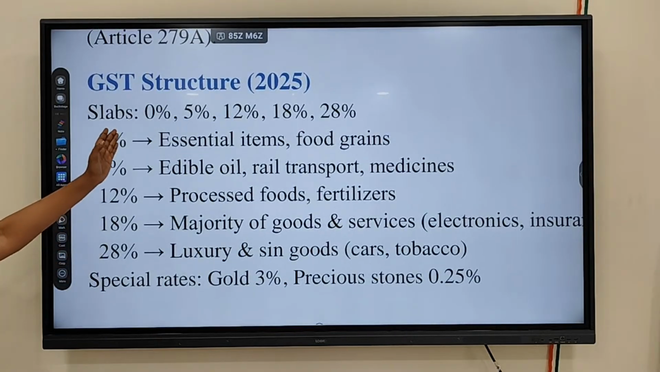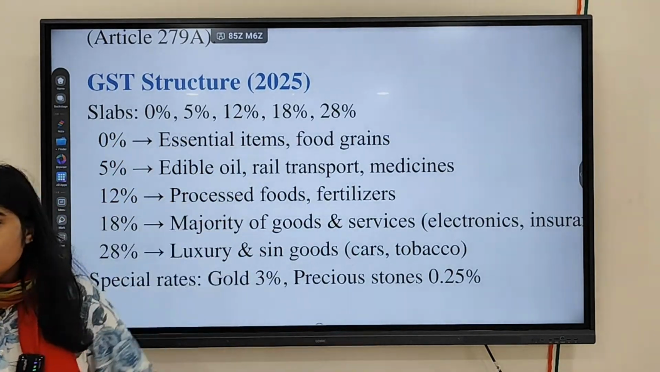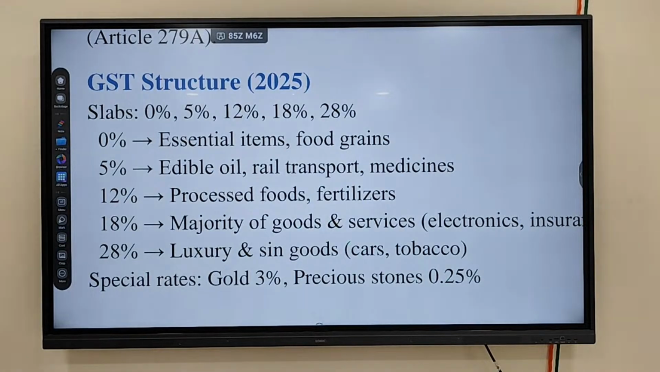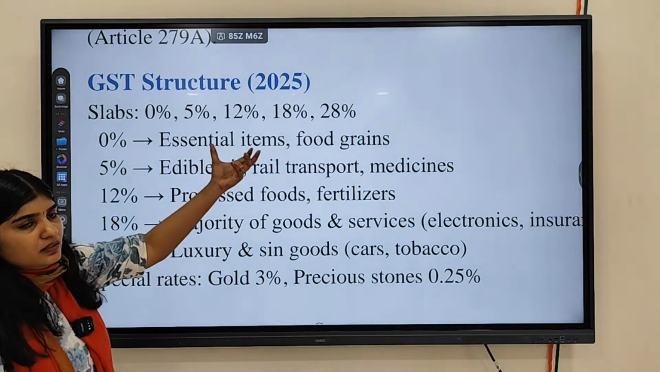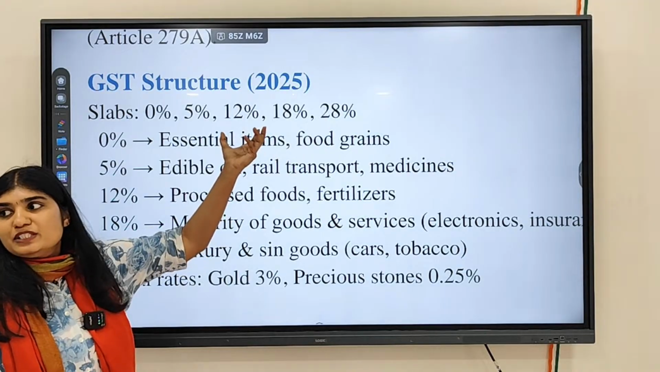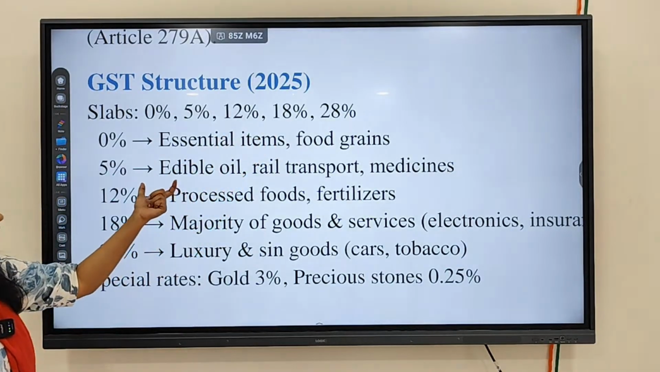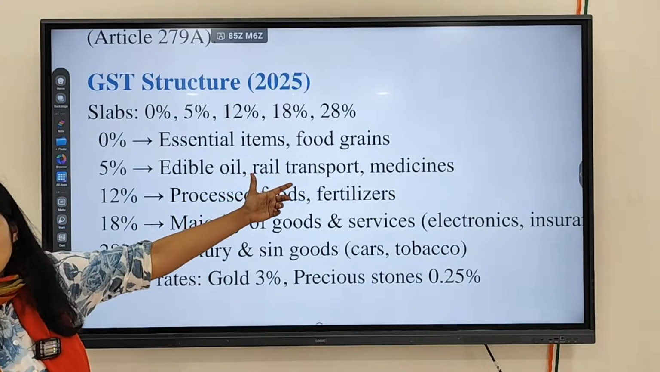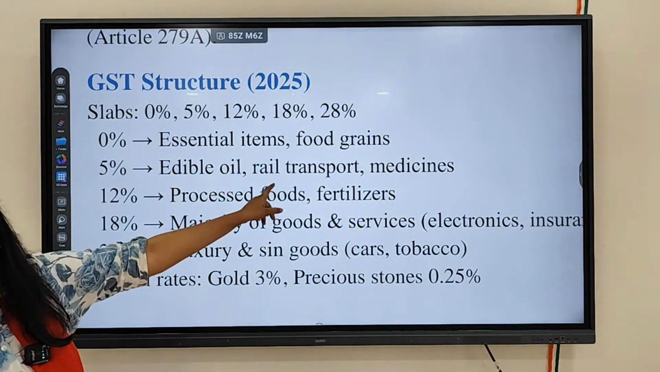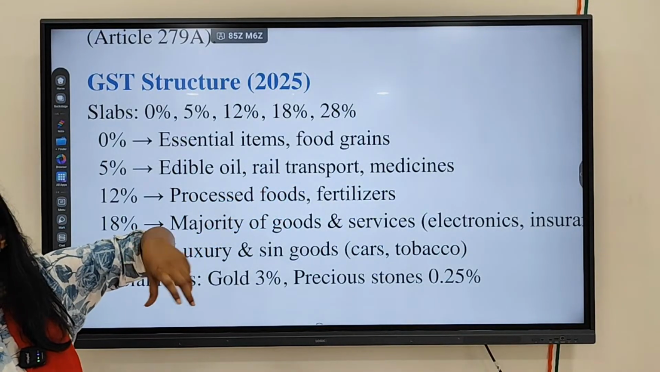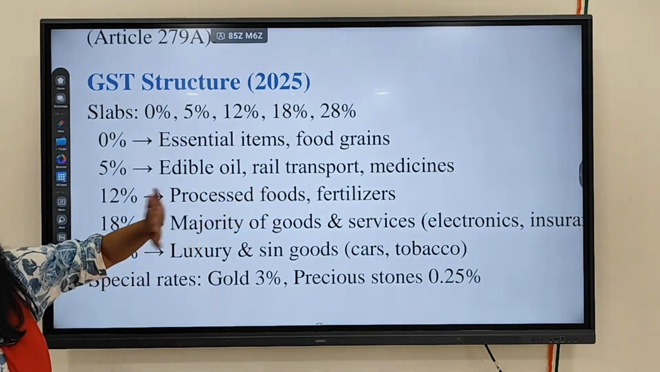And next comes these are the 5 tax slabs. Okay, 0, 5, 12, 18, 28. Highest tax slab is 28. See, whatever the essential goods the humans require, it will be 0. Next comes the edible oil, the rail transport, whatever rail tickets you take, that also comes under GST. Okay, and also medicines, that comes under GST.